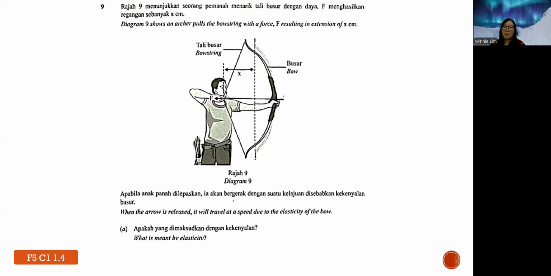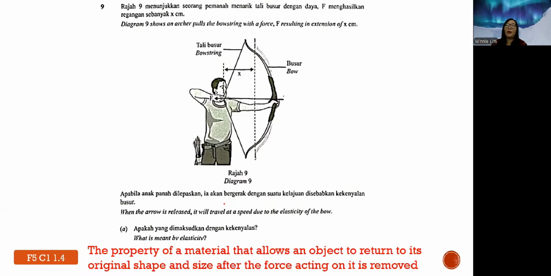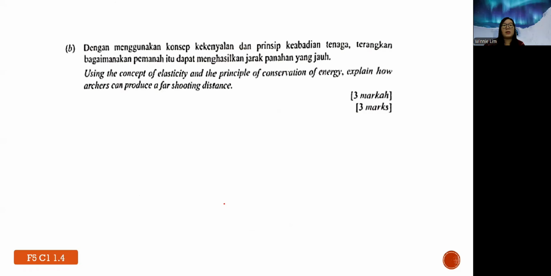Firstly, what is the meaning of elasticity? Elasticity is the property of a material that enables it to return to its original shape or size after the force acting on it is removed. The idea of the force being removed is important. You need to use this idea, and then only can it go back to its original shape and size.